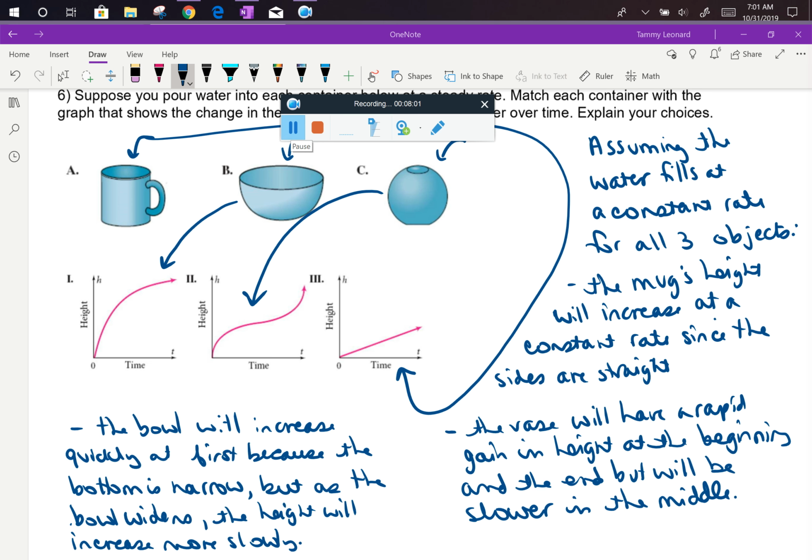So the notes here summarize each of the things we discussed. The fact that the mug will fill at a constant rate, and graph 3 shows a line that increases at a constant rate. The bowl will increase quickly at first and then slow down, which is demonstrated by the first graph. And the vase will have a rapid gain in height at both the beginning and the end because of the narrowness of the shape in those sections. But since the middle is so wide, there will be a slower gain in height at that point.